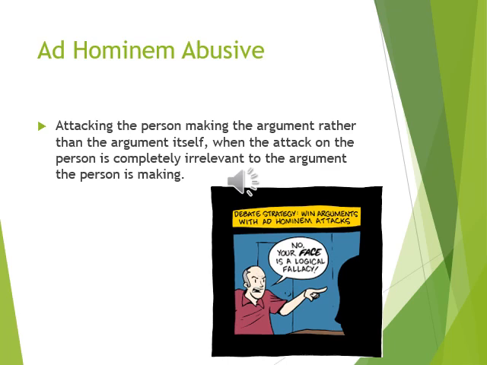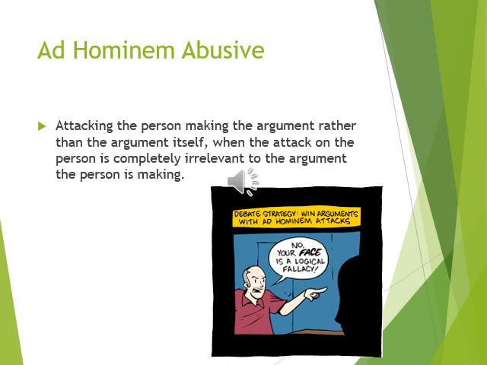Now, this is a fallacy, of course, because, as I've mentioned, the person making the argument has no bearing on whether or not it's a good argument. However, for rhetorical purposes, this is often a very effective thing to do. In the ad hominem abusive, we attack the person rather than the argument the person is making. Now, the person making an argument is completely irrelevant to the main point, which is, do the premises of the argument that they're making support their conclusion?